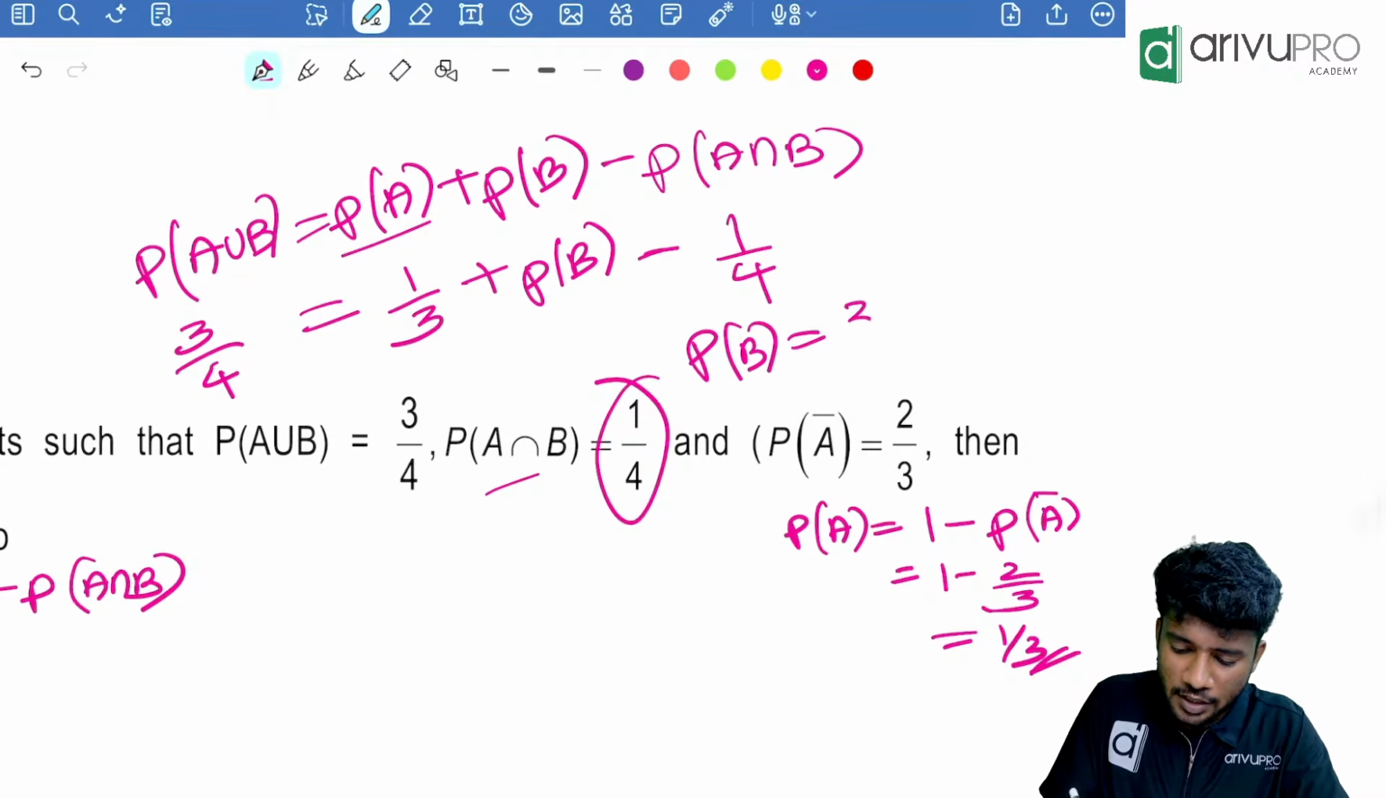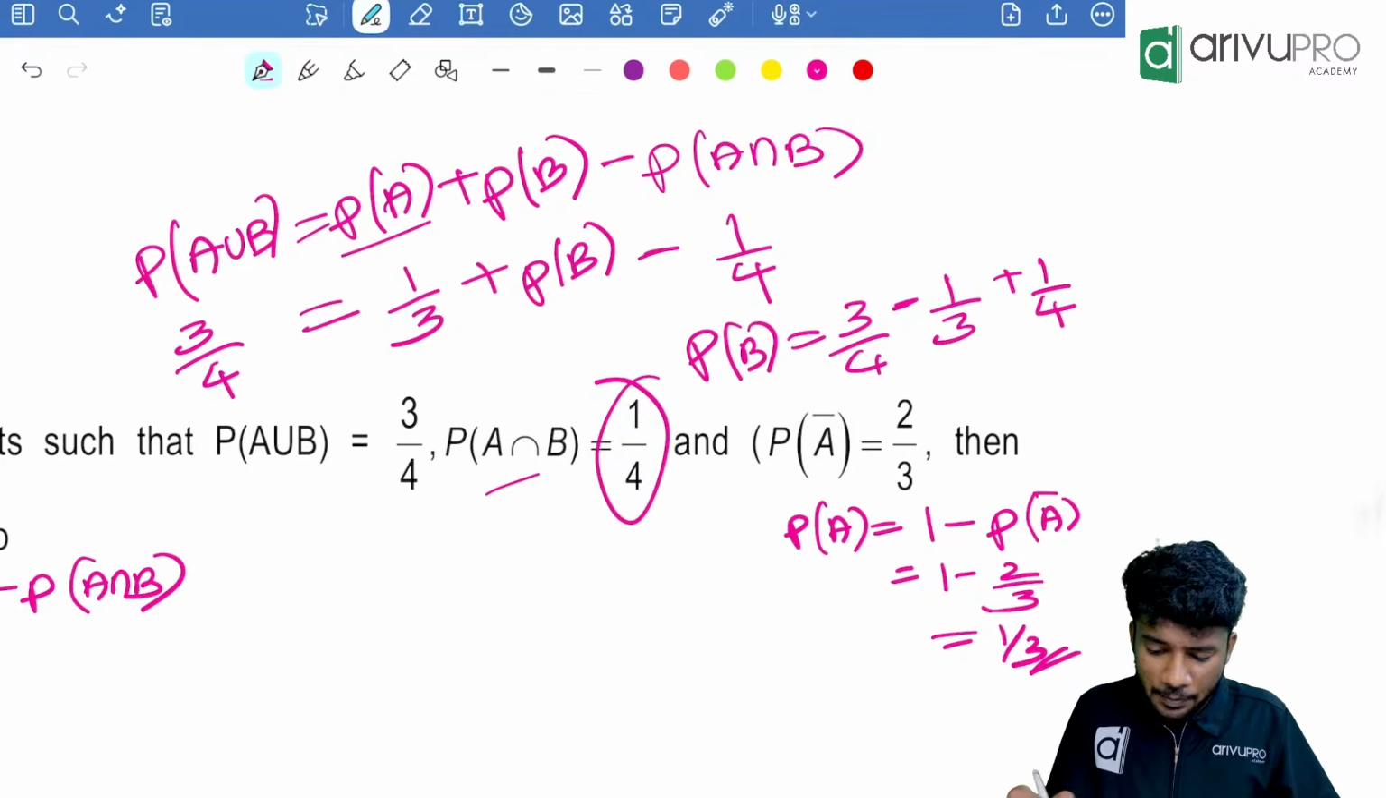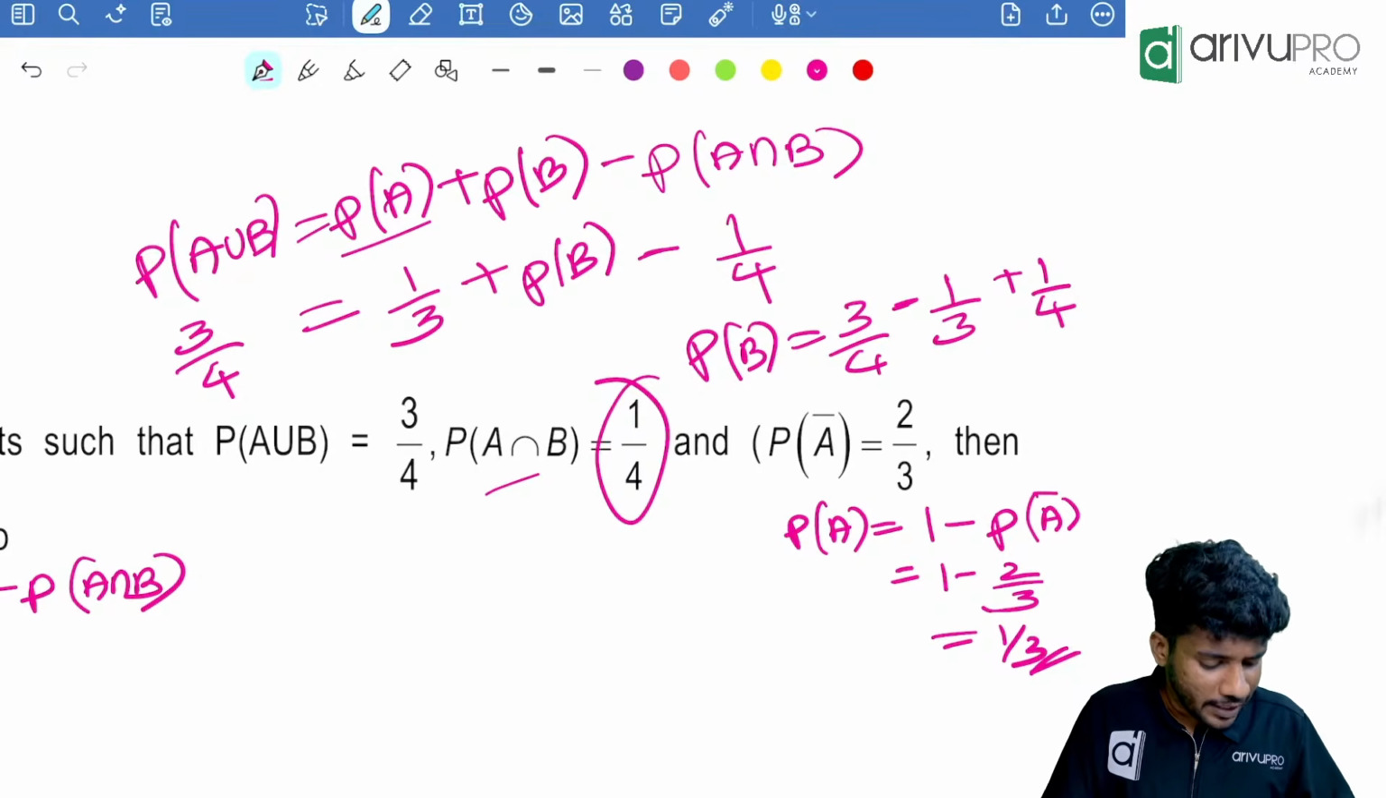Take everything to the other side. 3 by 4 minus 1 by 3 plus 1 by 4. Take your calculator, clear everything off, clear the memory. 3 divided by 4 M plus.